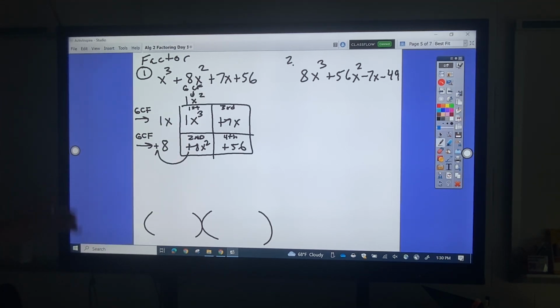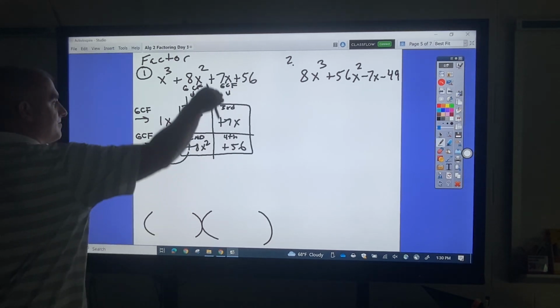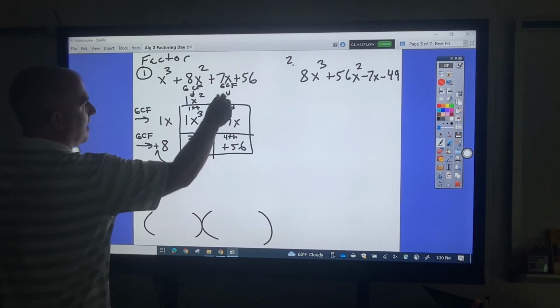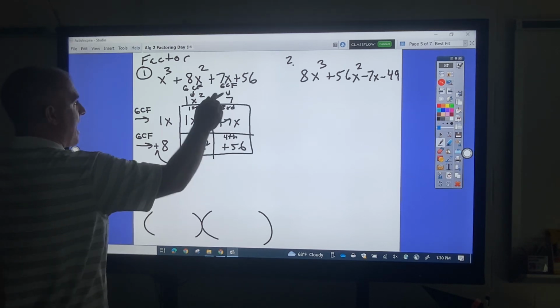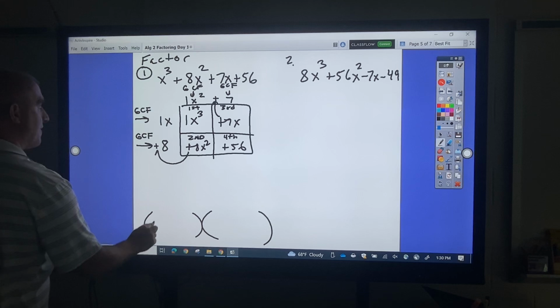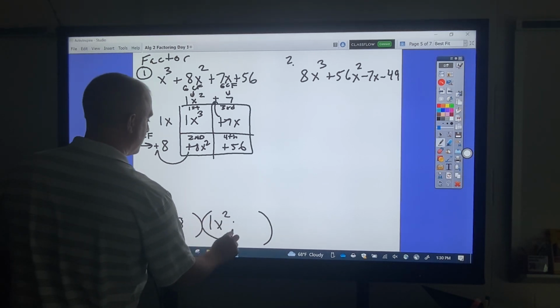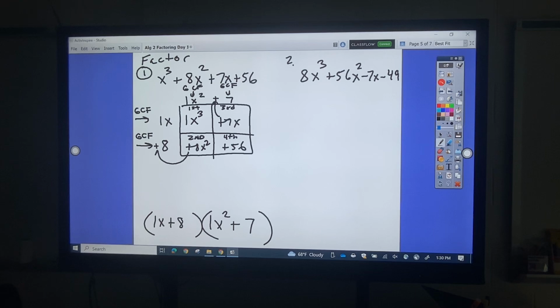Okay? So that's another way of doing it. And then you would take the GCF going this way. Biggest number in common would be 7. They don't have an x. And this sign right here, just like the last one, would go there. So my factors are 1x plus 8, 1x squared plus 7. And that's how you factor.